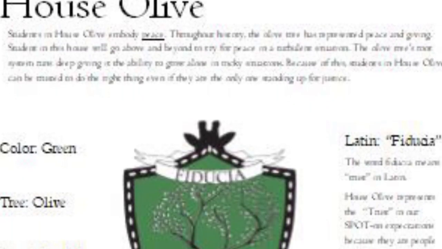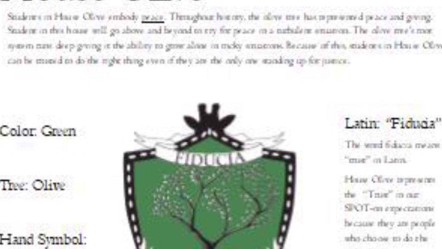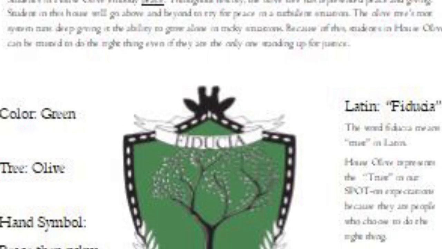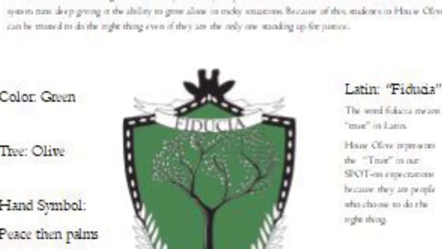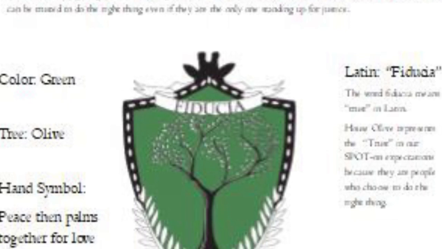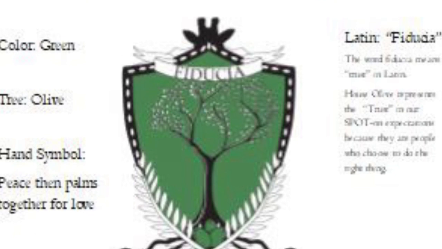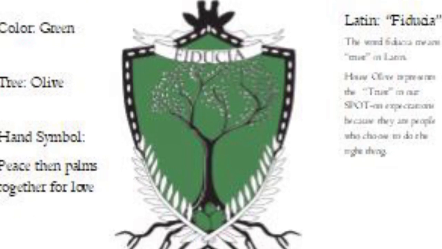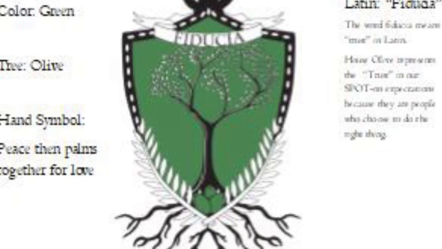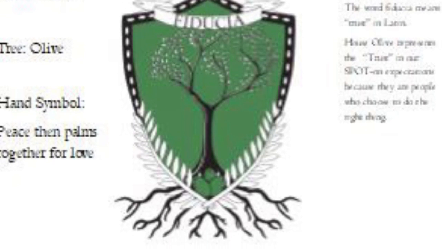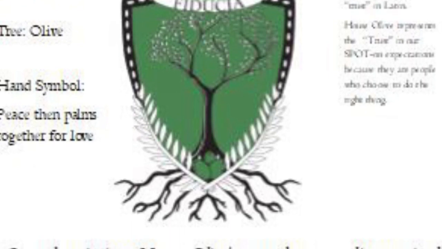Students in House Olive embody peace. Throughout history, the olive tree has represented peace and giving. Students in this house will go above and beyond to try to find peace in a turbulent situation. The olive tree's root system runs deep, giving it the ability to grow alone in rocky situations. Because of this, students in House Olive can be trusted to do the right thing, even if they're the only ones standing up for justice.